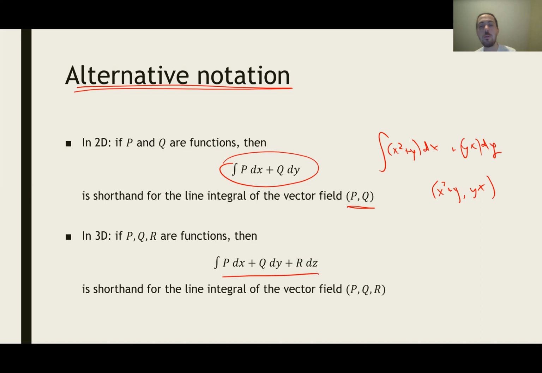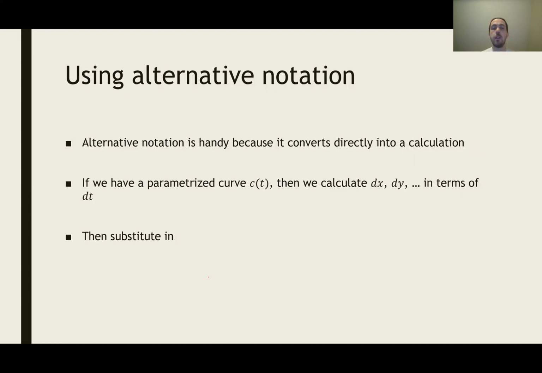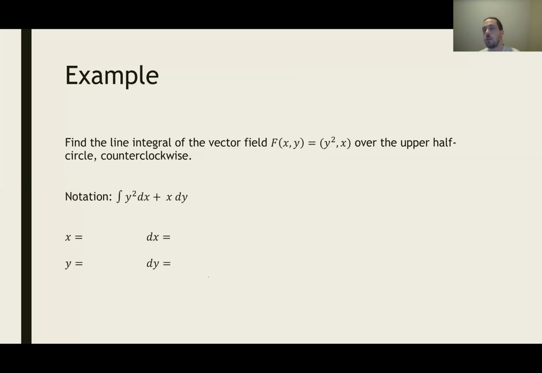Similarly, if we're in 3D, a line integral of P dx plus Q dy plus R dz is shorthand for the line integral of the vector field P comma Q comma R. Now, the alternative notation is a little bit handy in some ways because it converts more directly into a calculation. Instead of thinking of this as a bunch of separate discrete steps, we're kind of doing substitution. We calculate what dx and dy are in terms of our time variable t, and we just substitute those in. And we don't have a bunch of extra intermediate steps. There's no change in the amount of work, but it can feel very different.